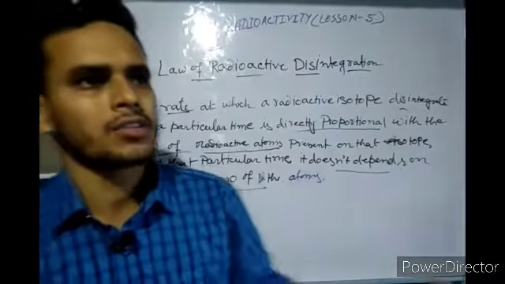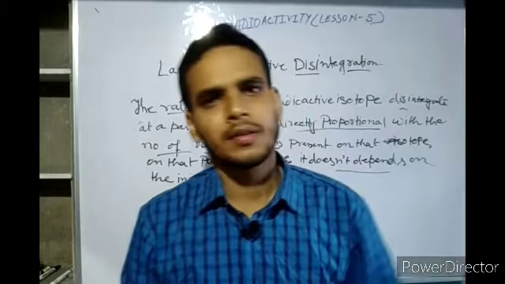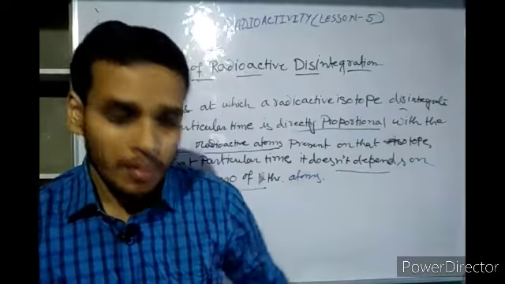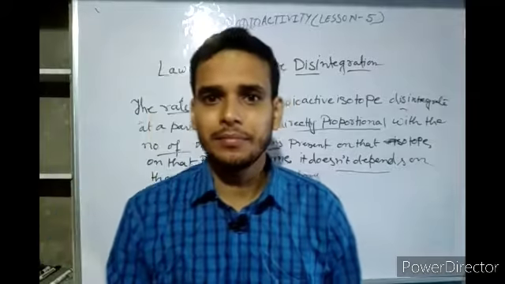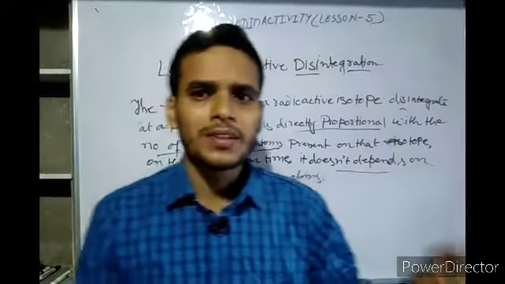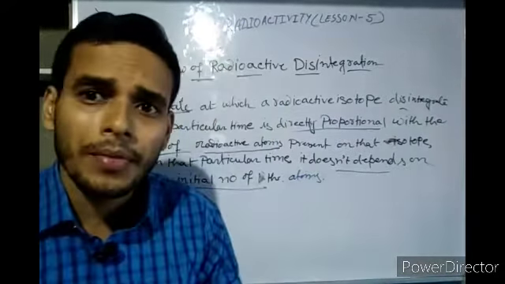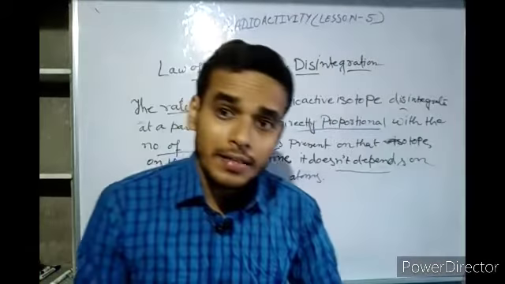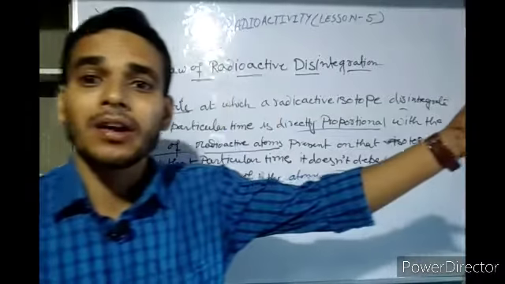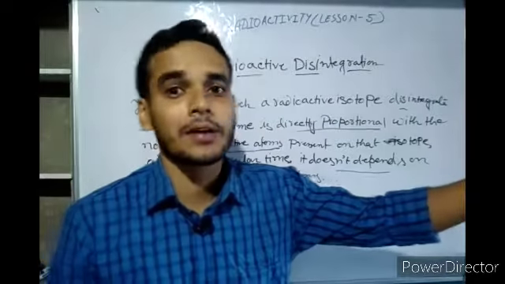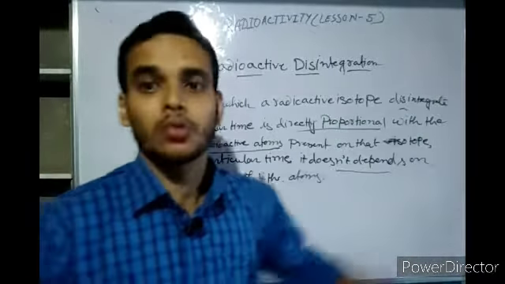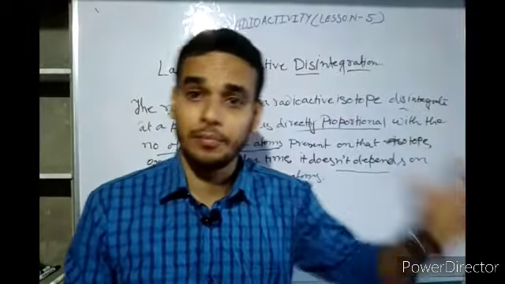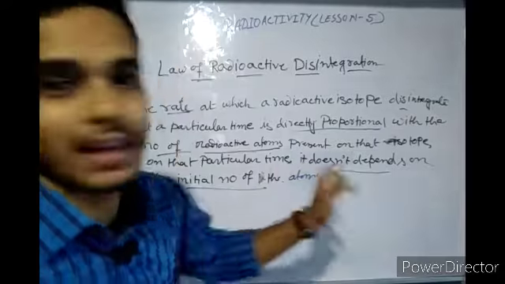If a radioactive isotope started disintegrating 2 minutes ago, at the present time the rate of disintegration depends on the number of radioactive atoms present in the sample now, not the number present 2 minutes ago. It depends on the number at the present time. It does not depend on the initial number.